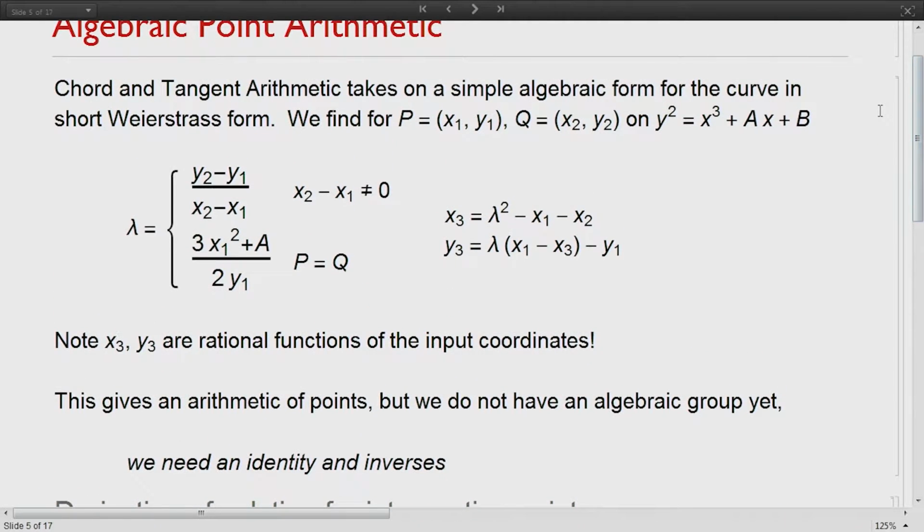But an interesting thing about this algebra is that the resulting coordinates of the third point, or the reflected third point, are rational functions of the input coordinates. Means integers in, rationals out, rationals in, rationals out.